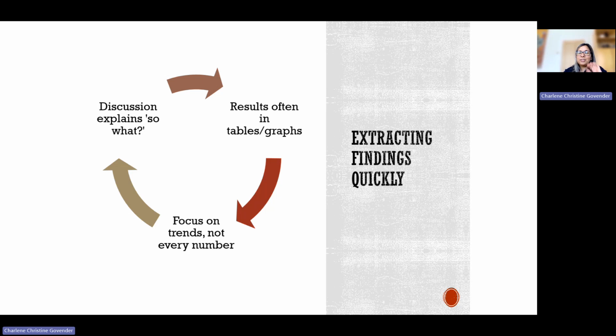Okay. So the discussion section is where the author will explain what these findings actually mean. And it's most often the most valuable part of your essay, as it connects the results back to the research question and the broader field.